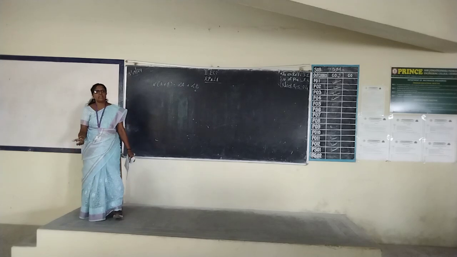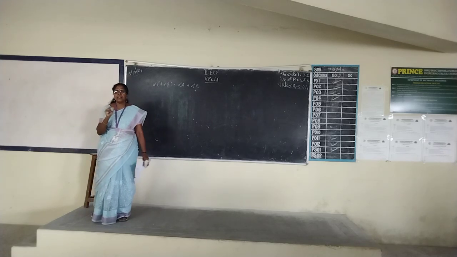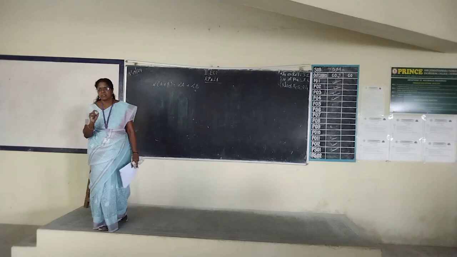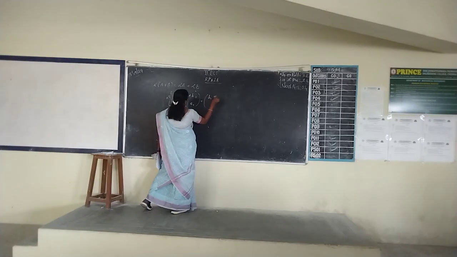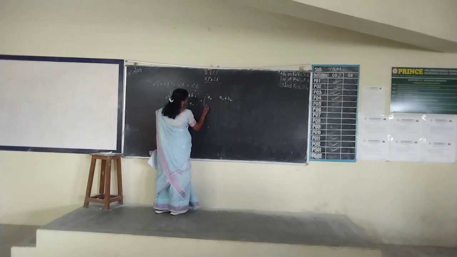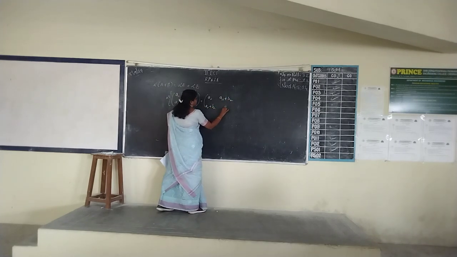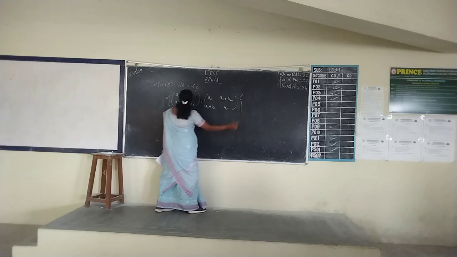The proof is very easy. You are going to make use of only the ordinary multiplication concept in our matrices. So alpha into, what is your matrix A? A1, A1 plus B1, A1, plus the matrix B: A2, A2 plus B2, A2 plus B2, A2.